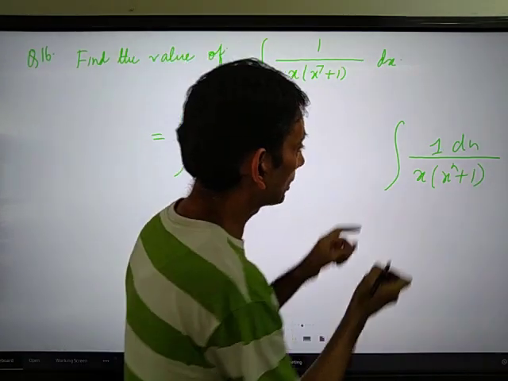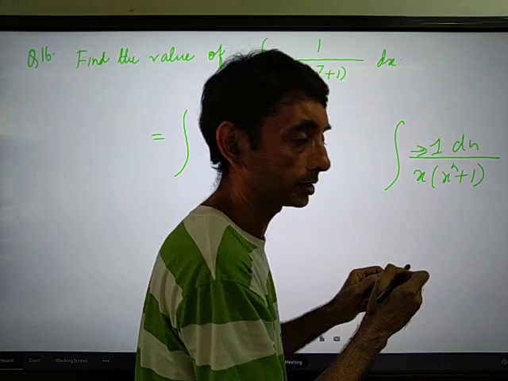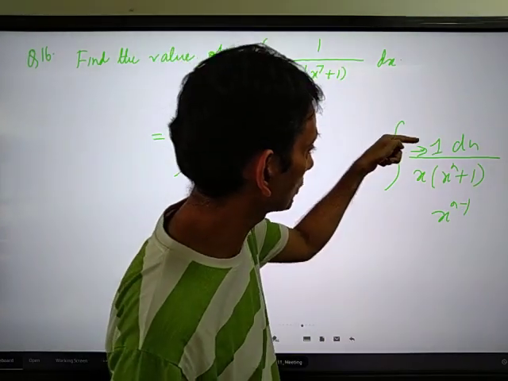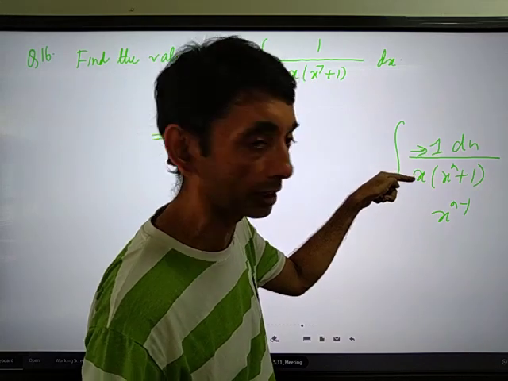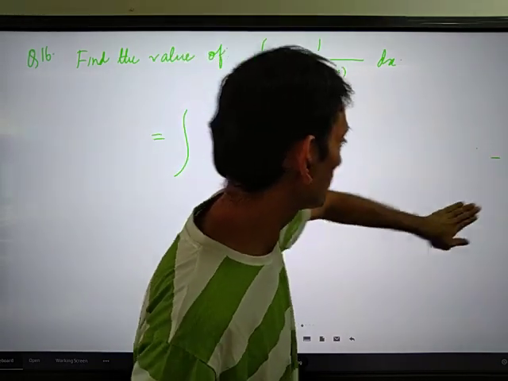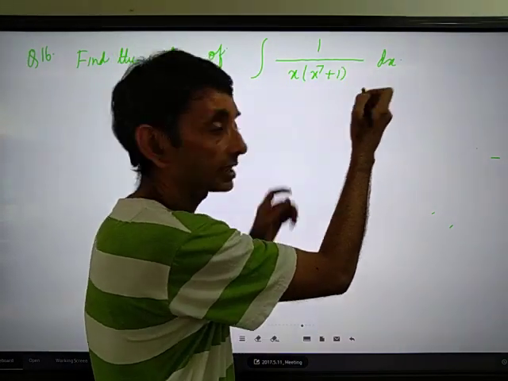Okay, then what you need to do is multiply both the numerator and denominator by x to the power n minus 1. Remember this, you just need to multiply both numerator and denominator by x to the power n minus 1. So in this case, we'll multiply both numerator and denominator by x to the power 7 minus 1, that is x to the power 6.